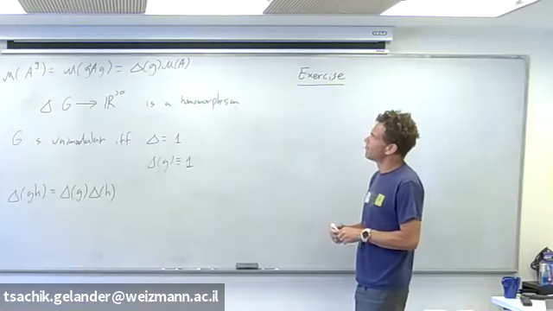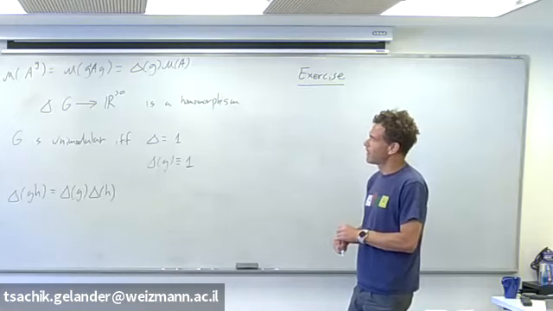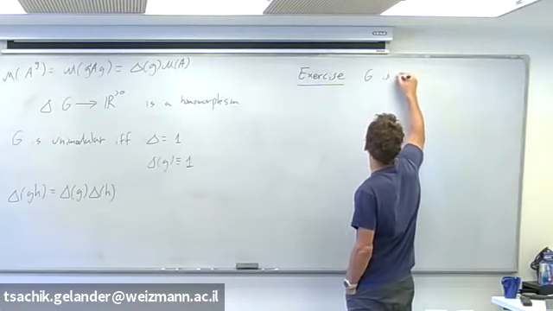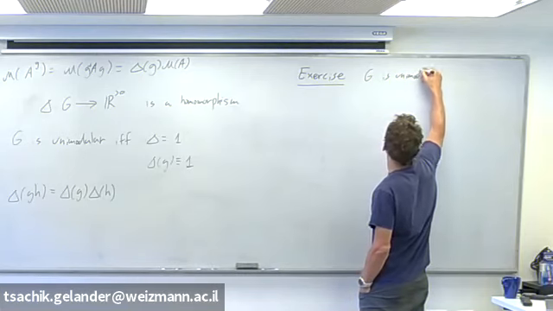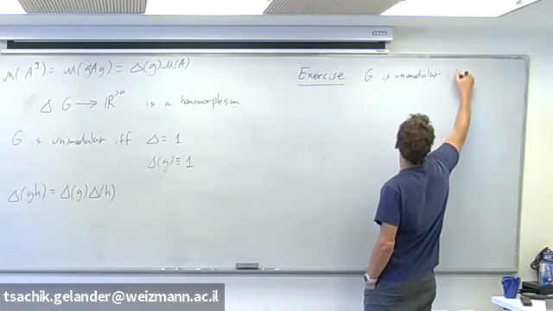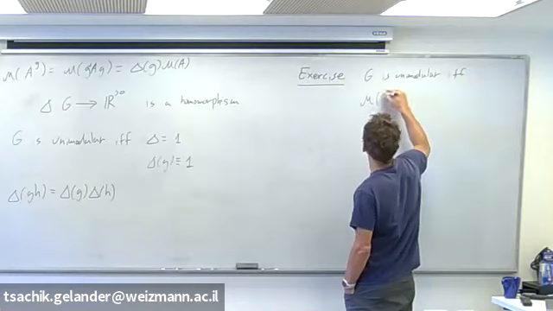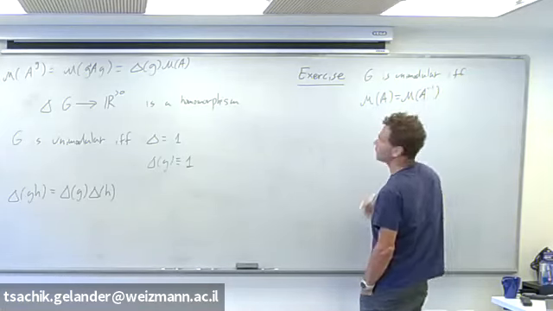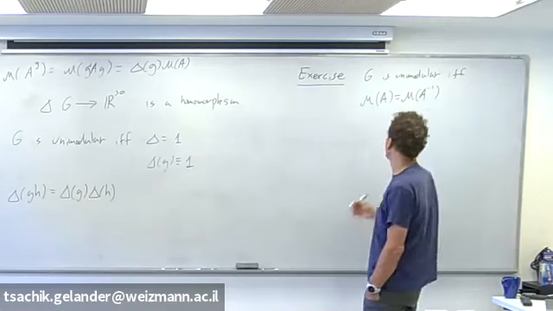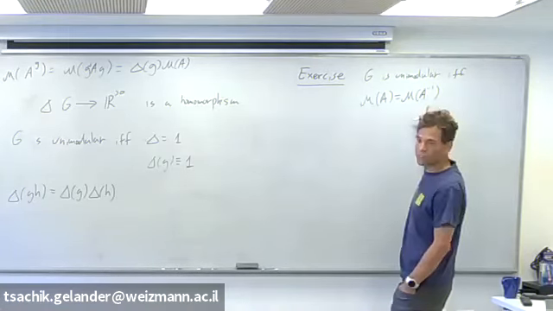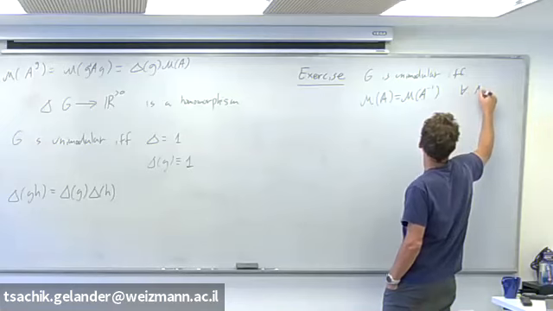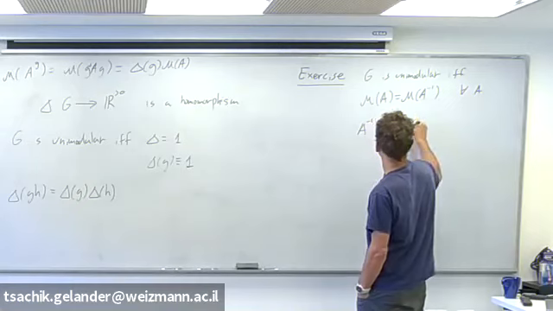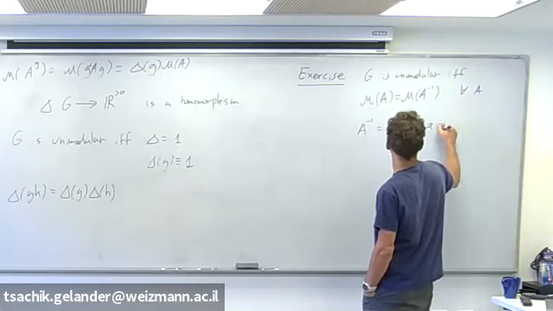So here's another exercise. G is unimodular if and only if mu is symmetric, in the sense that mu of A equals mu of A inverse for every measurable set A. Well, A inverse by definition is the set of inverses.